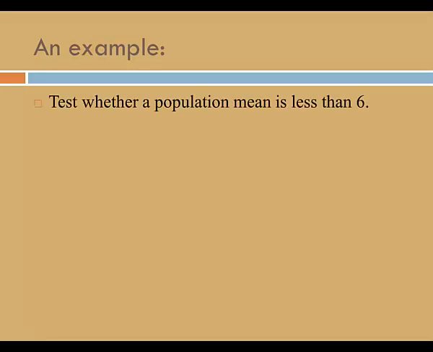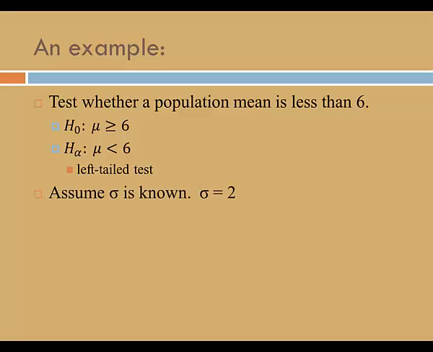We want to test whether a population mean is less than 6. The appropriate alternative hypothesis is mu less than 6. The less than symbol in the alternative hypothesis indicates that we'll conduct a left-tailed test. The null hypothesis is the complement of the alternative, thus mu greater than or equal to 6. Let's assume that sigma is known. We'll say sigma is 2.